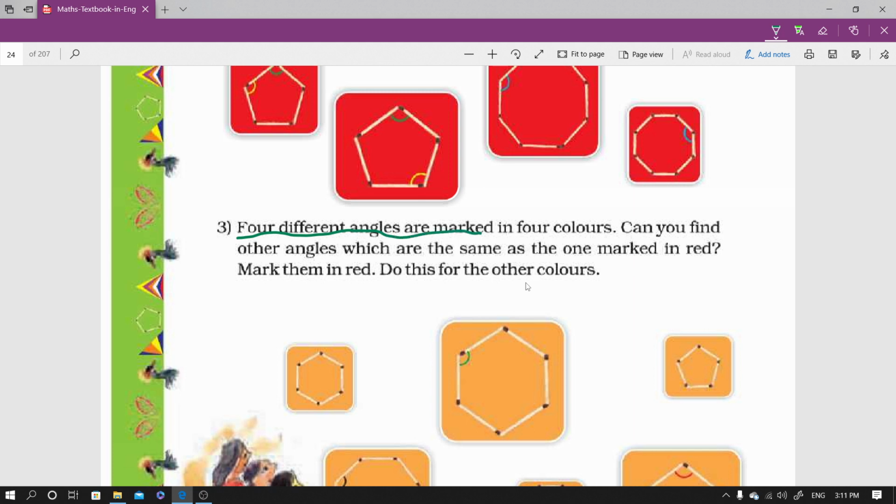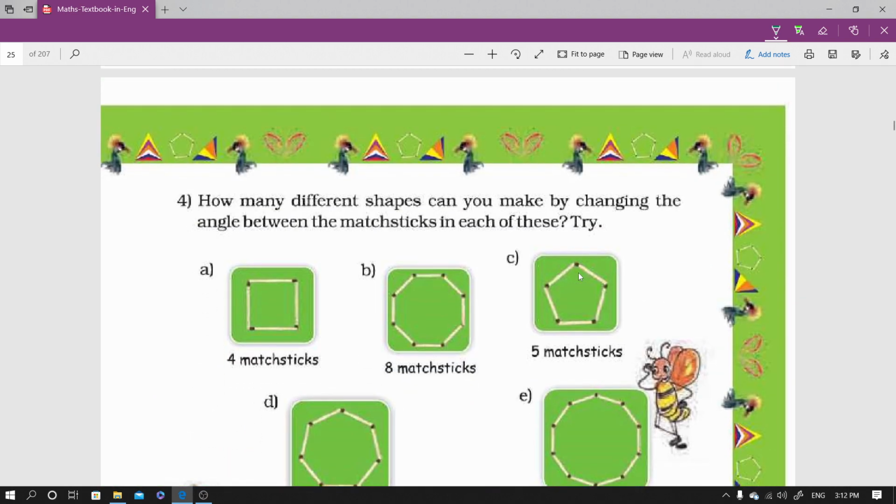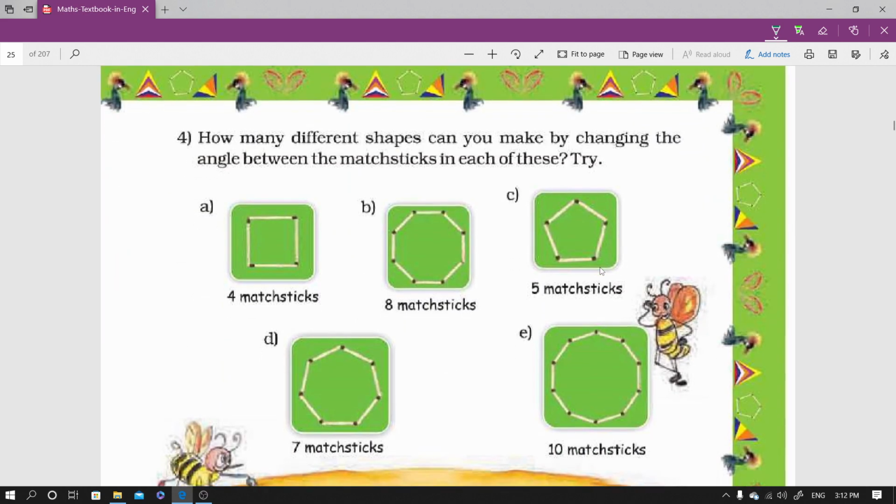Four different angles are marked in 4 colors. Can you find other angles which are the same as the one marked in red? Mark them in red. Do this for the other colors. How many different shapes can you make by changing the angle between the matchsticks in each of these? Try.